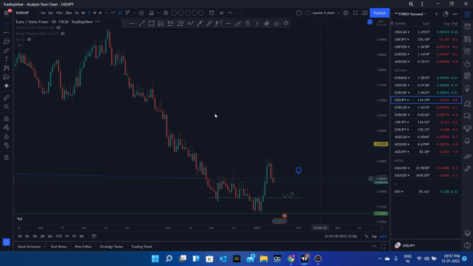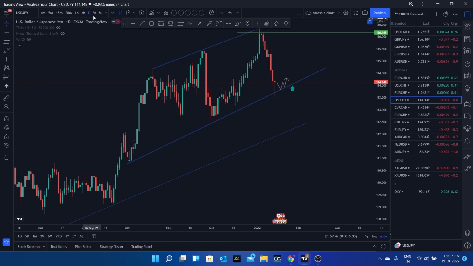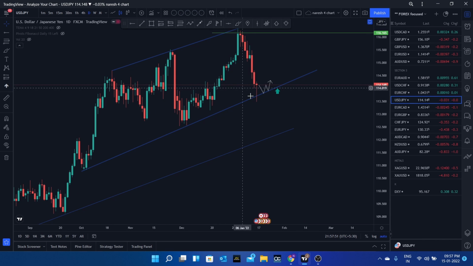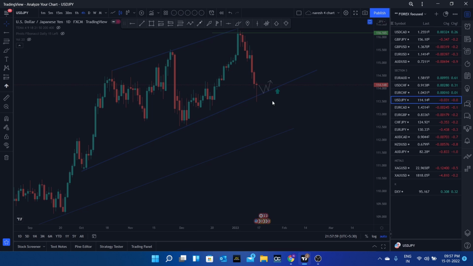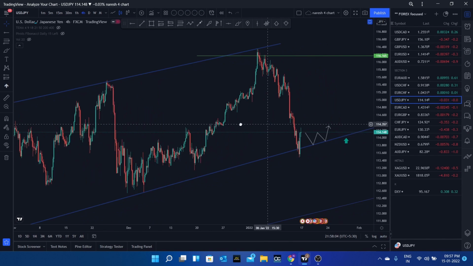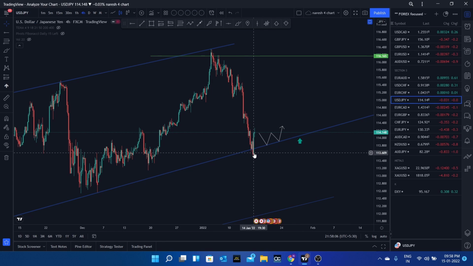So next pair would be USD JPY, guys. In USD JPY, it is in an uptrend, and we got a very good rejection, it respected this trend line very well. So we'll be looking for long entries in this, guys, because it is in an uptrend and we are having a confirmation that it is respecting this support level as well.